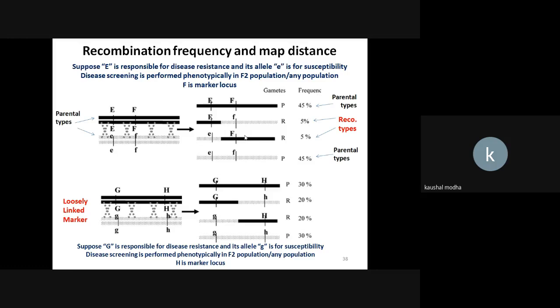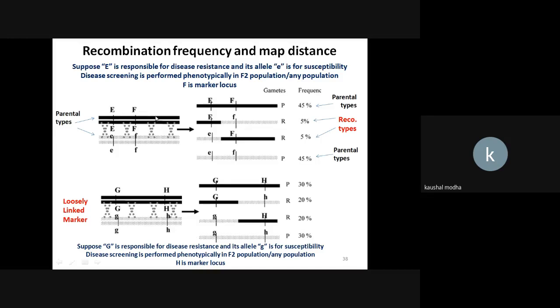I hope you are clear with interference. Interference is a phenomenon where a crossing over event at one locus is affected by the crossing over event at a neighboring locus. So Morgan's function assumes additivity between the distances and no interference. Additivity means if the distance between E and F is 10 centimorgan, and there is another locus, let us say Z, and the distance is 20 centimorgan, then the distance between E and Z would be 30 centimorgan. It means 10 plus 20. So, additivity of the distance.